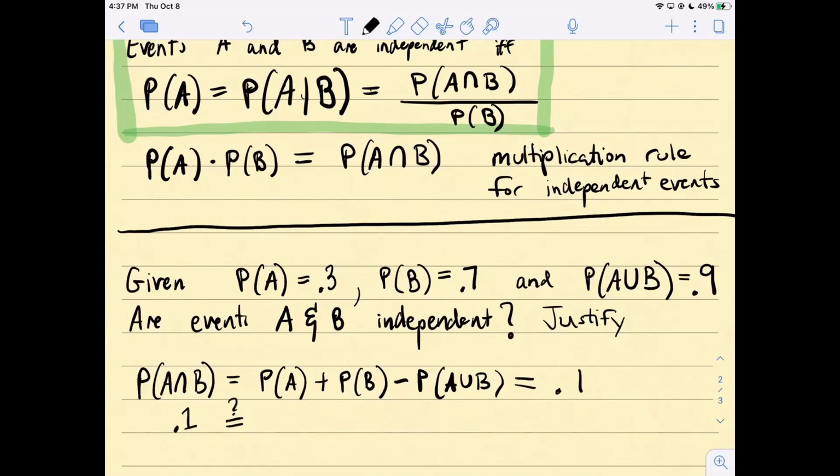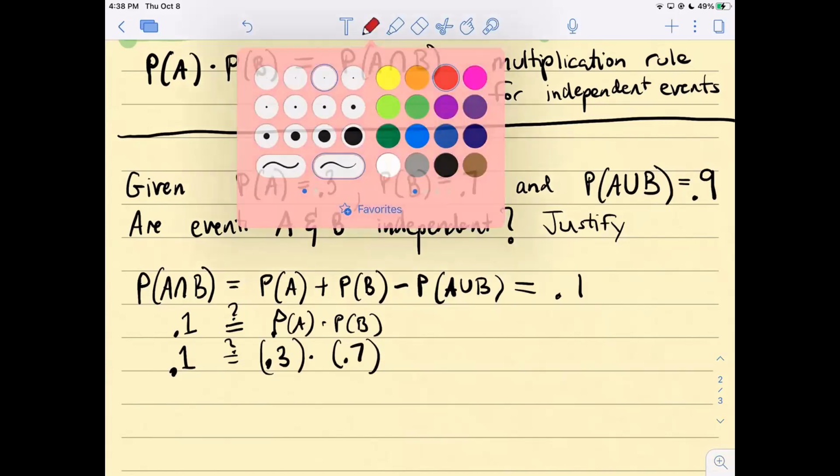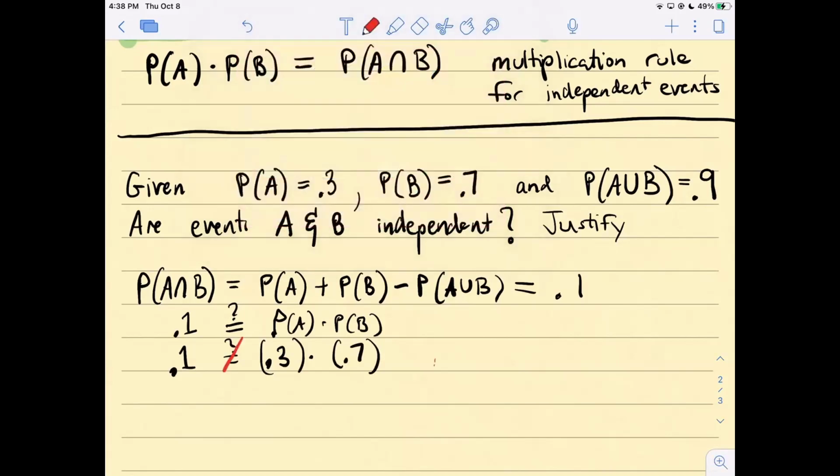Now just ask yourself, is 0.1 equal to P of A times P of B? So is 0.1 equal to 0.3 times 0.7? Well, no, because this is equal to 0.21. So I would say that they're not independent.